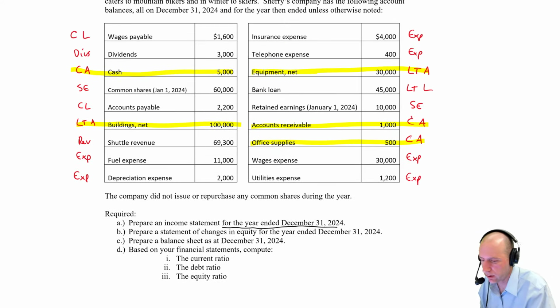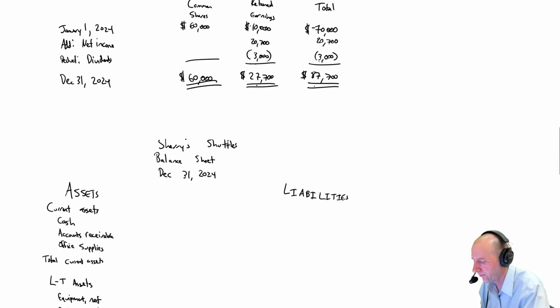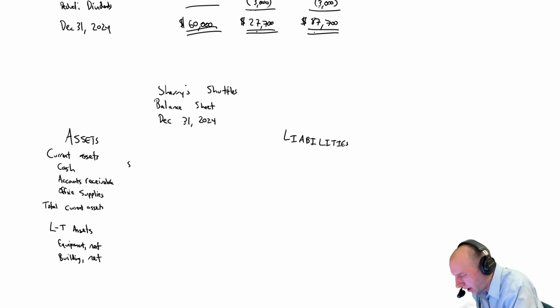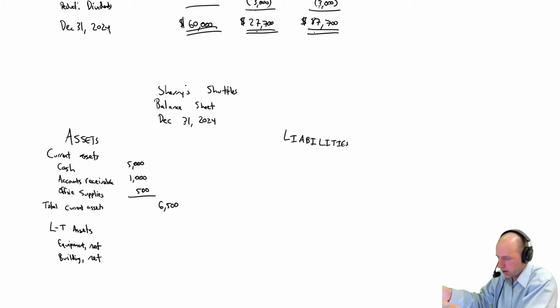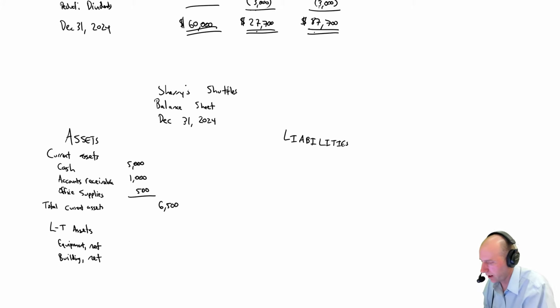So cash comes first, 5,000, then AR 1,000, then supplies 500. 5,000 under cash, 1,000 by AR, 500 by office supplies. Total 5 plus 1 is 6,000 plus 500 is 6,500. Remember, if I have a list of sums, I list them on the left, I total them towards the right.